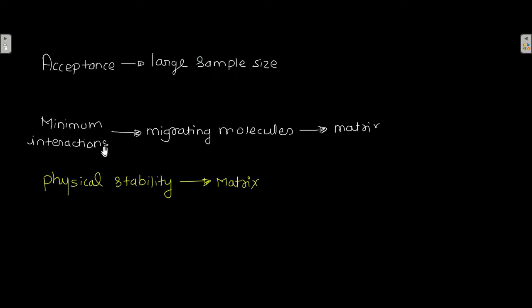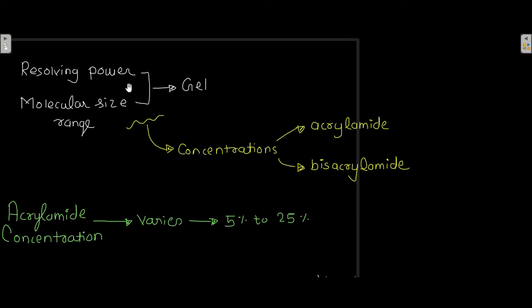During this process, there is minimum interaction of the migrating molecules with the matrix, and that is the reason why the physical stability of the matrix is achieved. So there is minimum interaction of the migrating molecules with the matrix, and that's why it is physically stable. Now the resolving power and the molecular size range of the gel depend upon the concentration of acrylamide and bis acrylamide used.